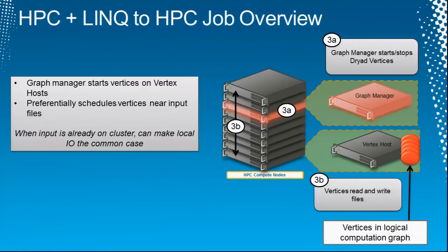So just to dive in deeper around how the graph manager handles it. Again, the graph manager, which has been identified by the job scheduler, starts and stops the Dryad vertices, and the vertices themselves actually read the data sets, as well as write the intermediate data for the next set of vertices.